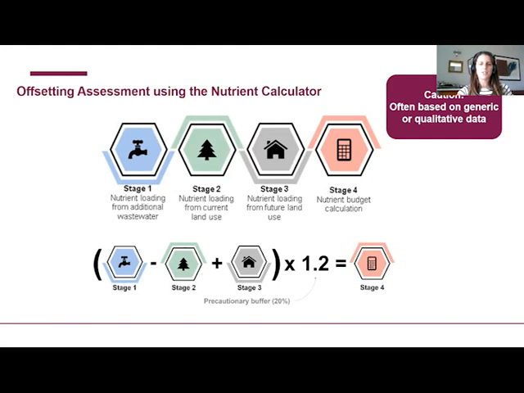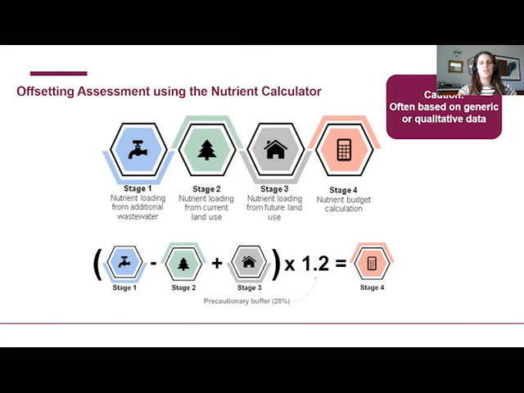Just briefly, how this calculator works: the impact of a new development is assessed in 4 stages. The first stage is calculating the indirect loading, so from the sewage. The second is to calculate the nutrient loading from the current land use, and the third stage is from the future land use. Then stage 4 is the difference between the two, and it will tell you if it needs external mitigation to be applied for your development.